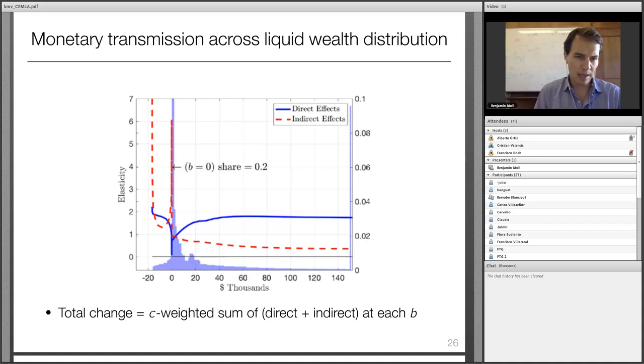You can see there are two regions in the state space that are special. The main one being this B equals zero region, where the indirect and direct effects look very different. In particular, people with zero liquid wealth are just constrained. They don't respond to interest rate changes. They do respond to income changes. So the indirect effects are quite large there. So you have the spike.